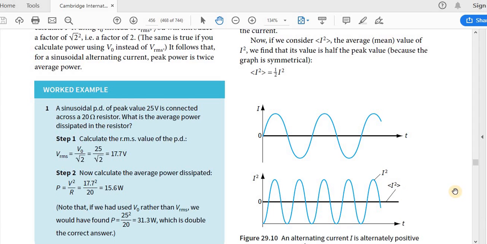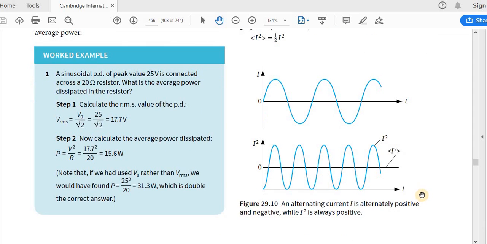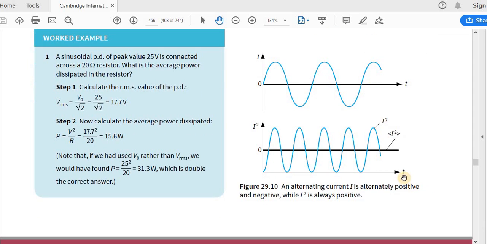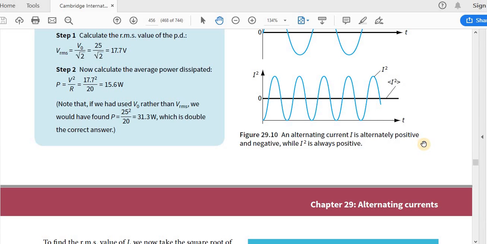You can see that over here. So if you get the average of this, it will be this one. Okay, time axis, this one. Now this is always positive, so above this one, and here we have I squared. I think this 0 is a mistake.